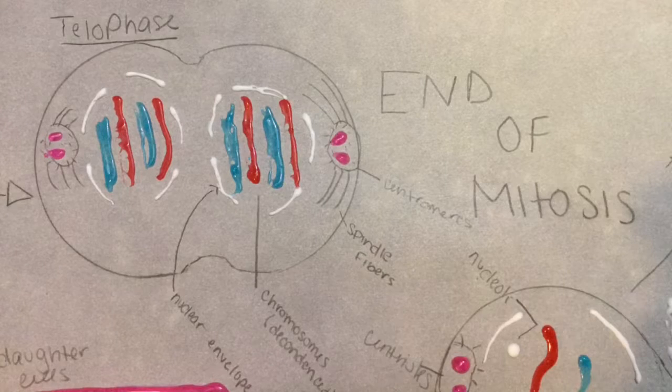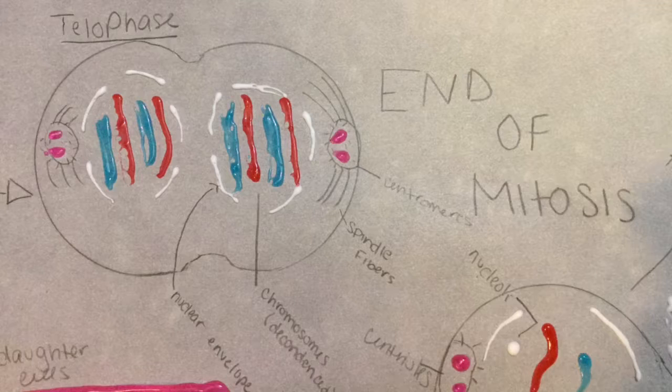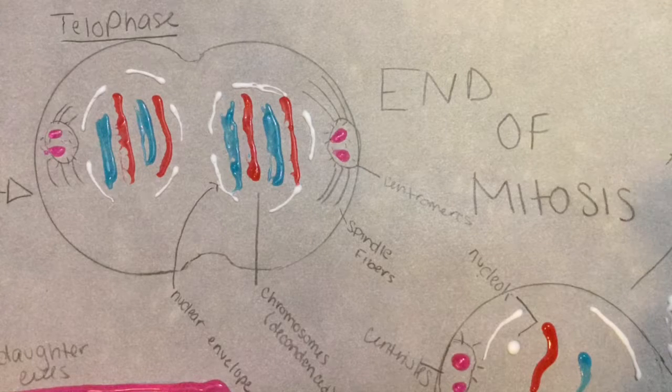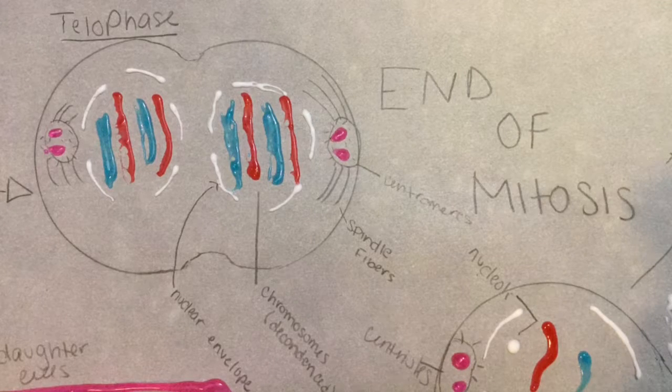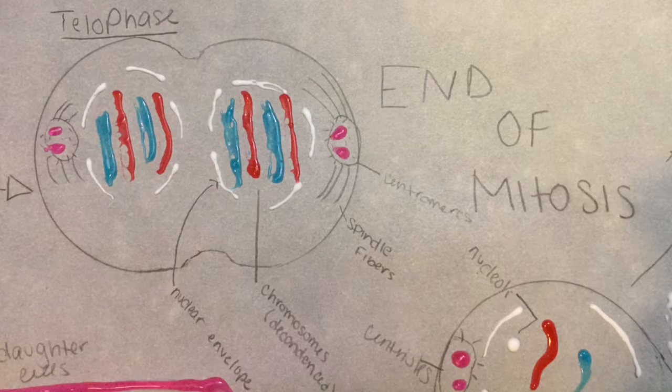Telophase, the final step of mitosis. There are two clusters of decondensed chromosomes. Patches of new membrane fuse to form a new nuclear envelope. Mitosis is now over. Telophase is followed by cytokinesis, the division of the cytoplasm.